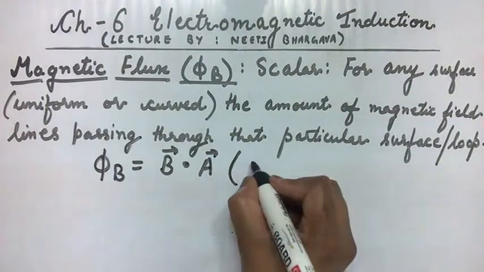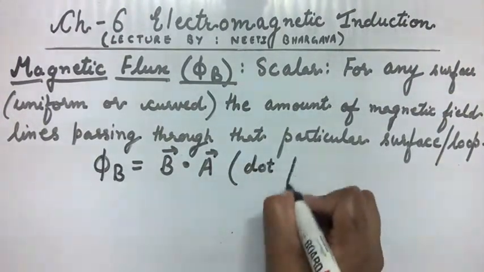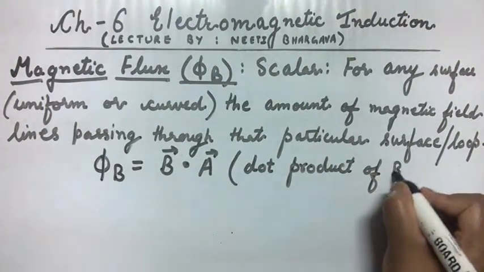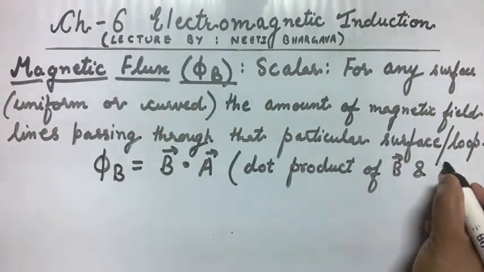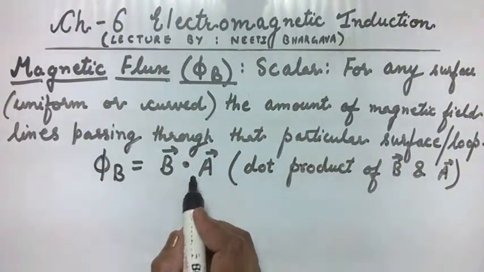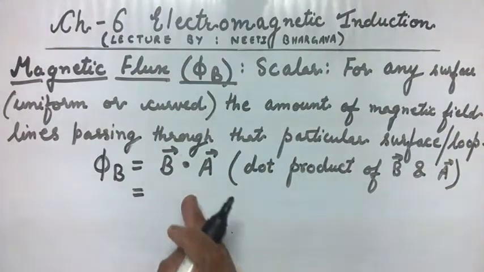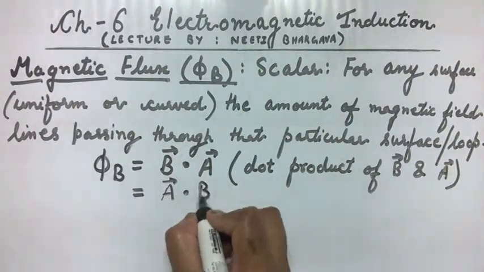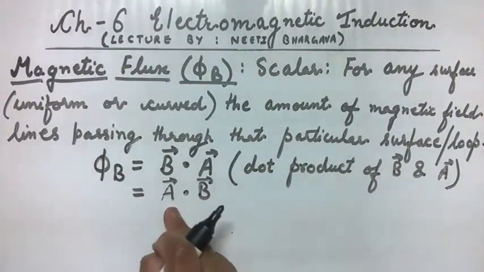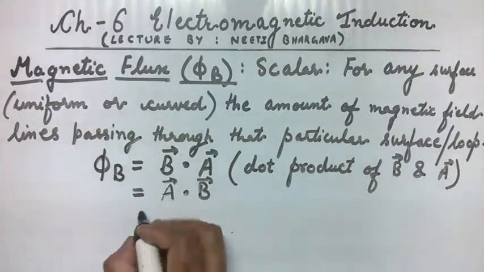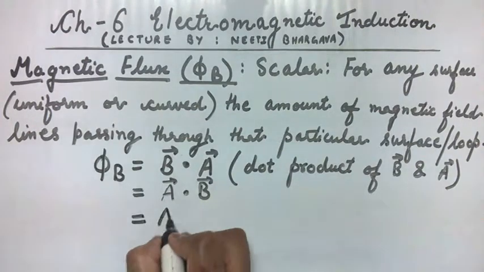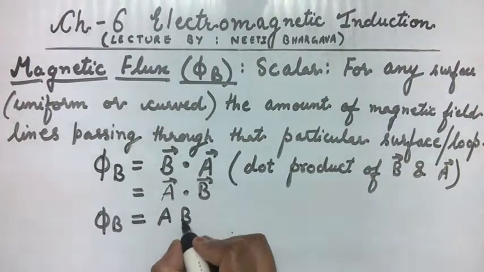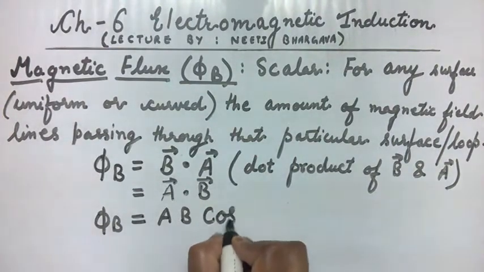Thus, it is also defined as the dot product of magnetic field and area vector. And as it's a dot product, thus it follows commutative law. That is, B dot A vector is equal to A vector dot B vector. Or we can write magnetic flux is equal to magnitude of area vector, magnitude of magnetic field, cos theta.